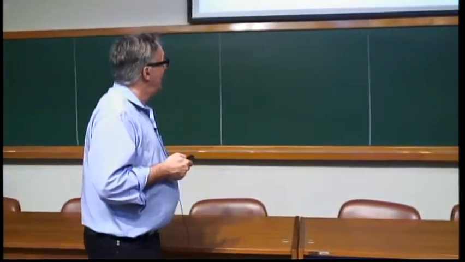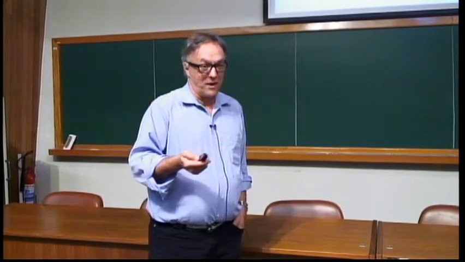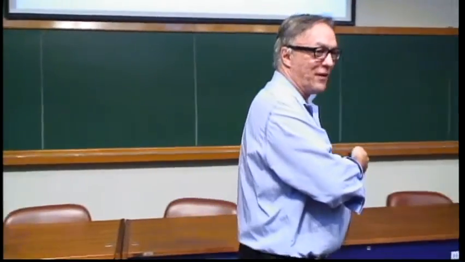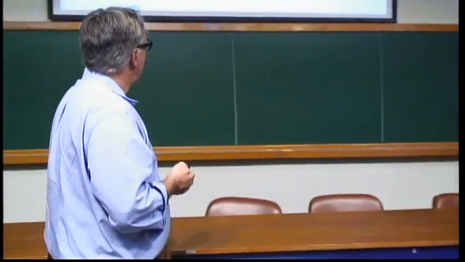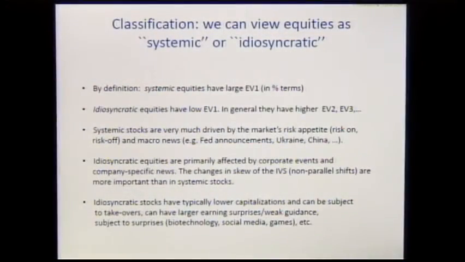Basically, systemic stocks are for market makers, and idiosyncratic, or baby stocks, are for Mike Lipkin, a friend of ours, which means stocks that are very difficult to trade volatility-wise. Systemic stocks are very much driven by the market's risk appetite: Fed, Ukraine, China this year, right? Idiosyncratic equities are affected by corporate events, company-specific news. Changes in the skew of the IVS are more important and more variance-wise than in systemic stocks.